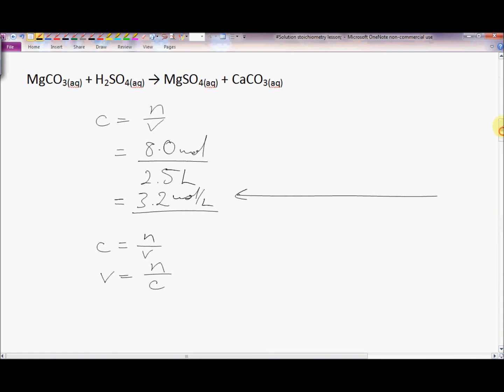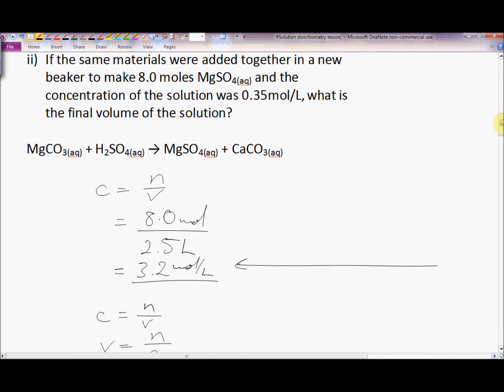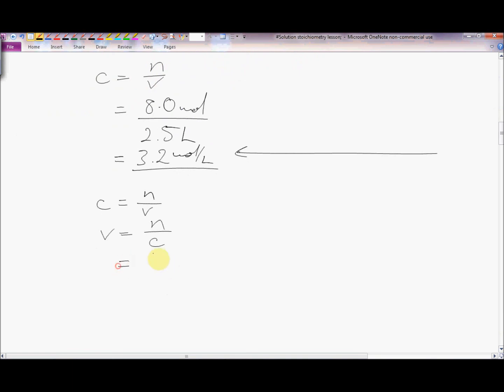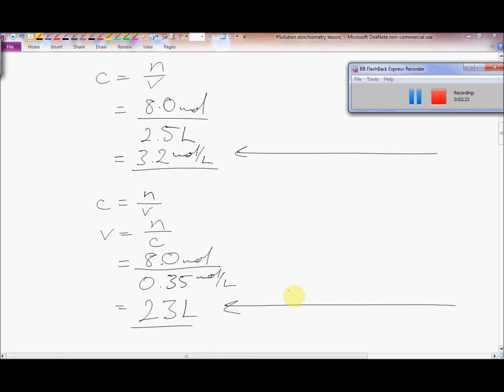And in this case, we have, again, 8 moles of material that are produced. And instead of volume, this time we're given concentration, 0.35 moles per liter. So let's just substitute those in. Volume is going to be 8 moles divided by the concentration, 0.35 moles per liter. Okay, and put that into your calculator. You should find that you end up with 23 liters. 23 liters will give you that concentration with that number of moles. Okay, so that kind of finishes up the skills that you need to have going into solution stoichiometry.